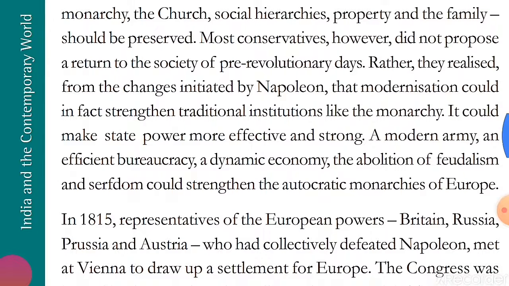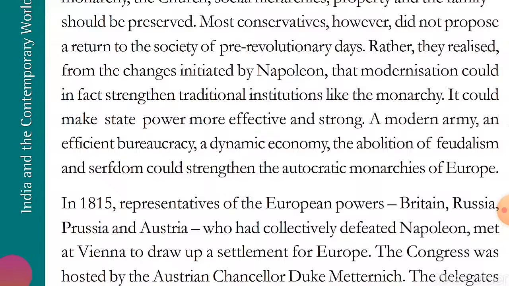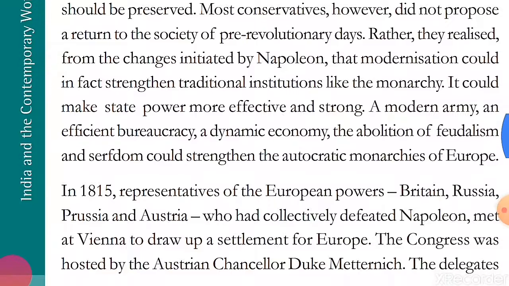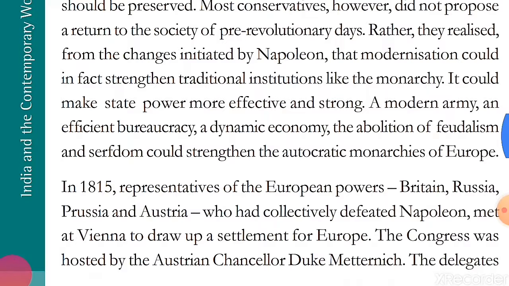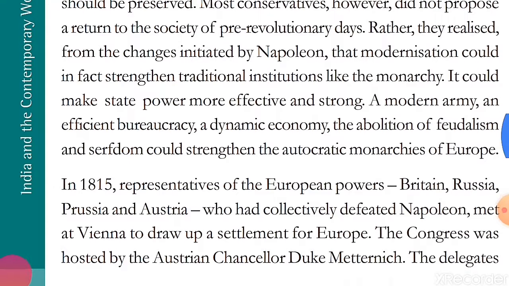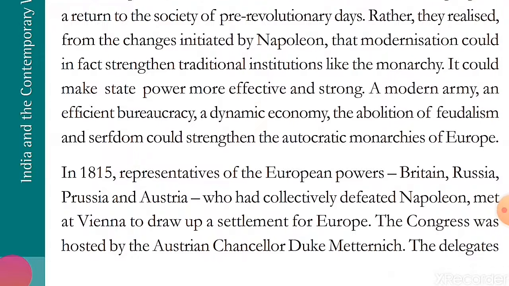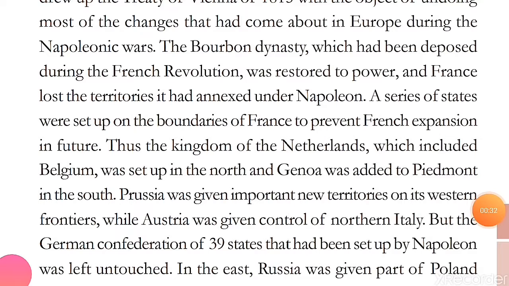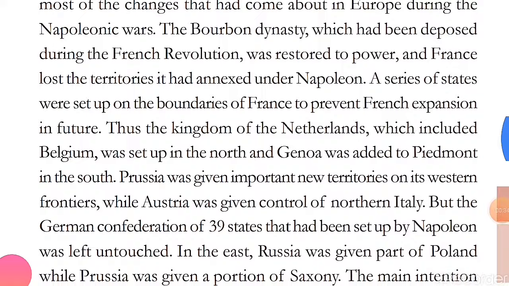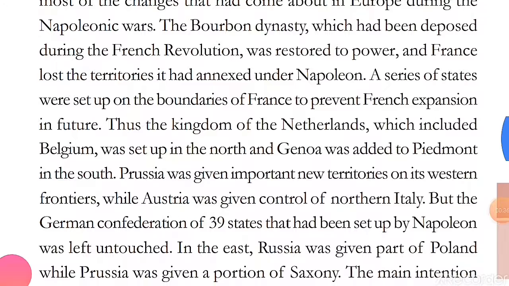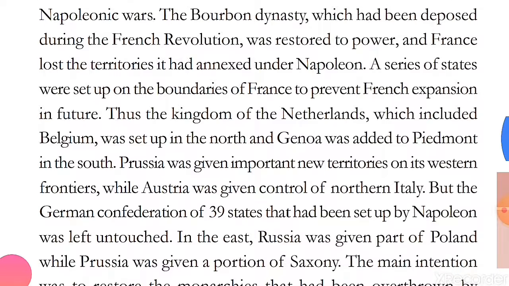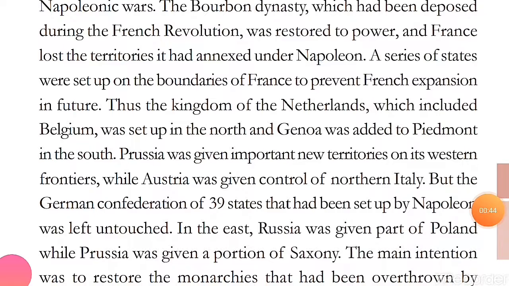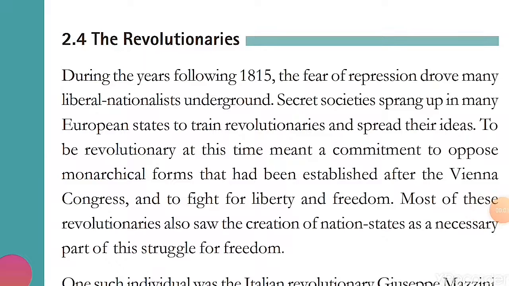In 1815, representatives of the European powers, Britain, Russia, Prussia, and Austria, met in Vienna to draw up a settlement for Europe. The Bourbon dynasty was restored to power and France lost the territories it had annexed under Napoleon. Now let's talk about the revolutionaries.